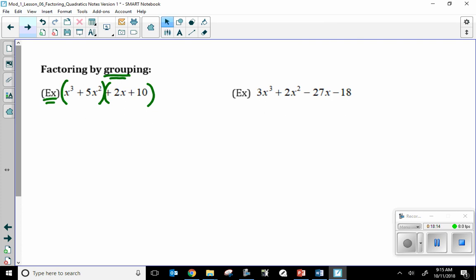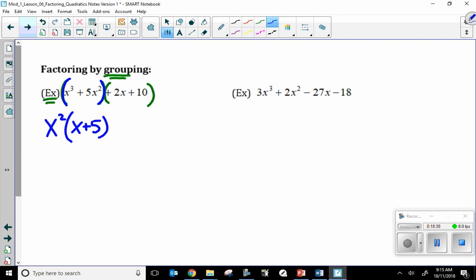You've got the first two terms and the second two terms grouped. What I do is I need to factor each one of those individually. I pull out the greatest common factor. And the greatest common factor I have here is x squared. If you don't get that, watch our first video. We factor by greatest common factor. I pull out an x squared, and that leaves me x plus 5. Okay?